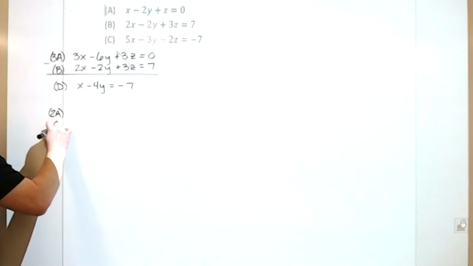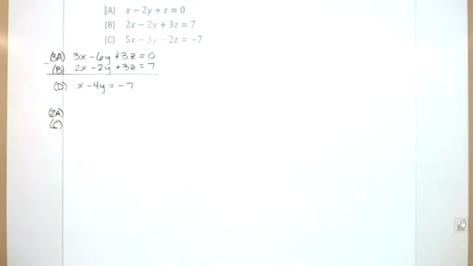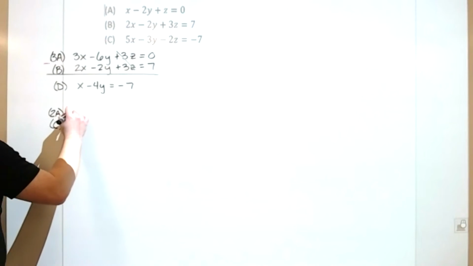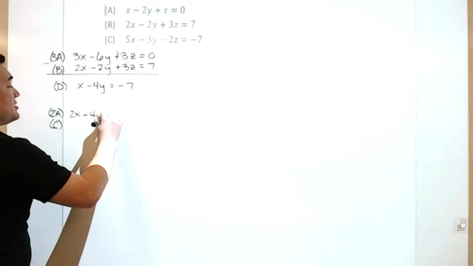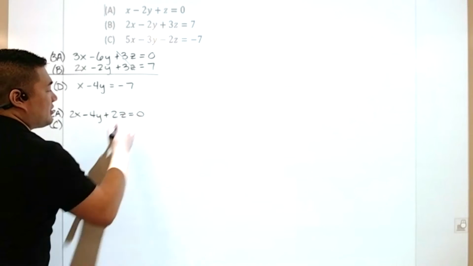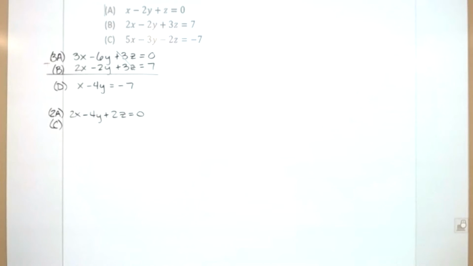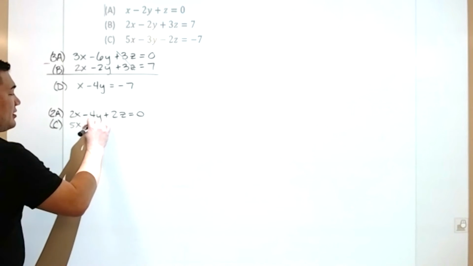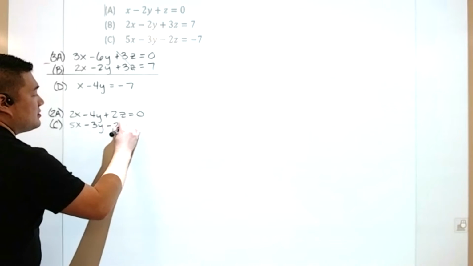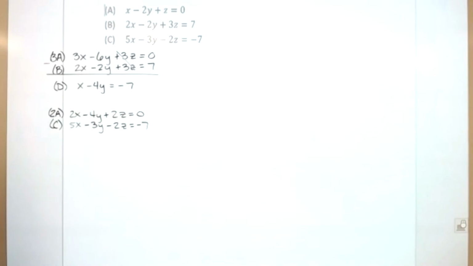and I'm also going to use C. So 2 times equation A is going to be 2x minus 4y plus 2z equals 0. And C will be exactly the same, so 5x minus 3y minus 2z equals negative 7. This time, however, I see that this is positive and this is negative, so I'm going to be adding these two equations together.